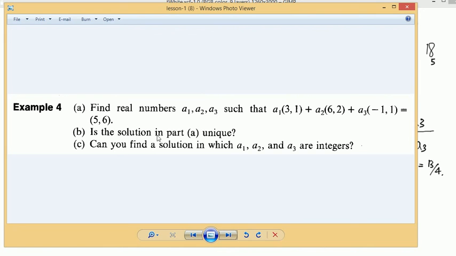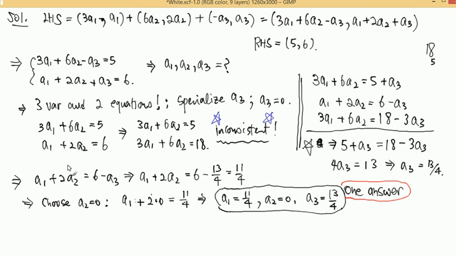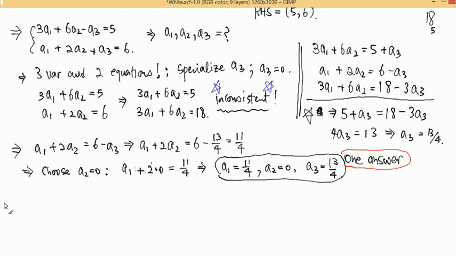So what is the second question saying? Is the solution in part A unique? Is there only one solution? We just discussed that. It can be more than one solution, right? So let me do that in here. Remark. At the end, we said that A3 has to be 13 over 4, but A1 and A2 can be different, right?